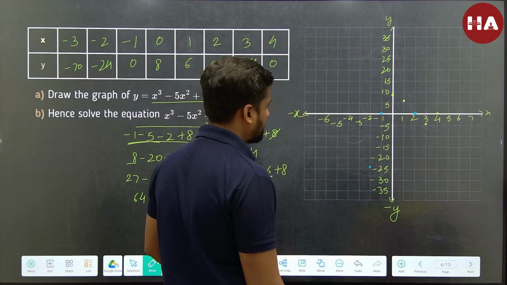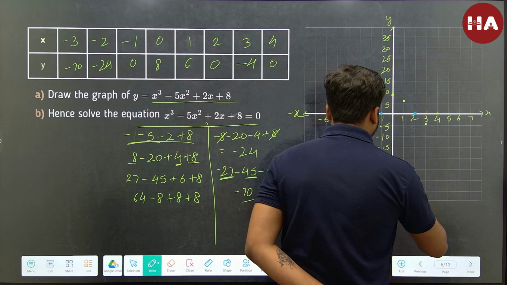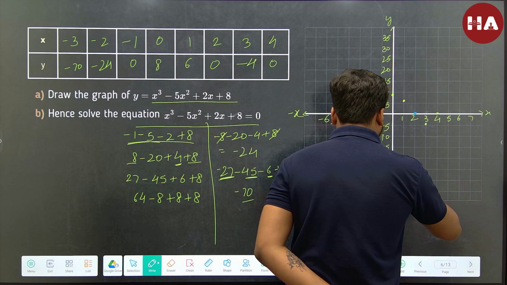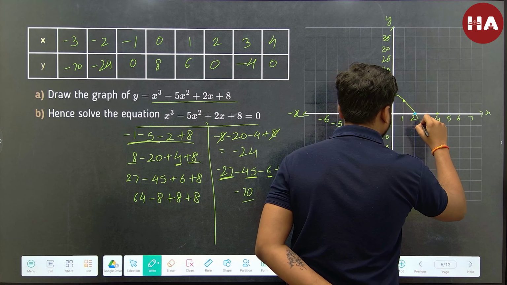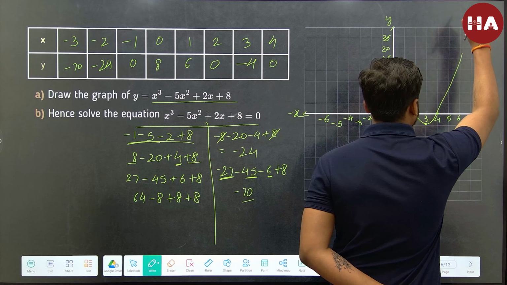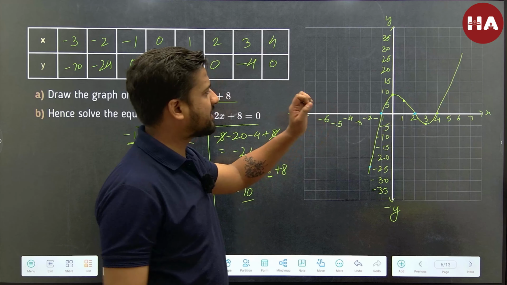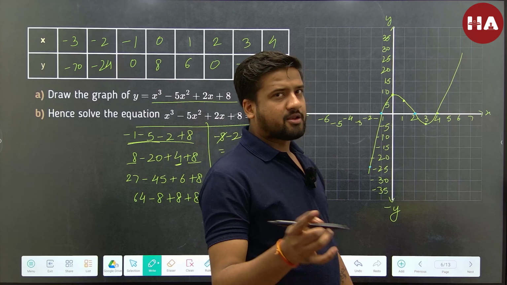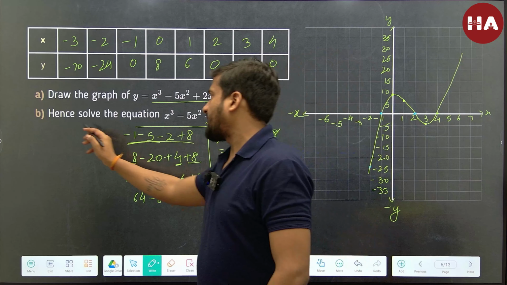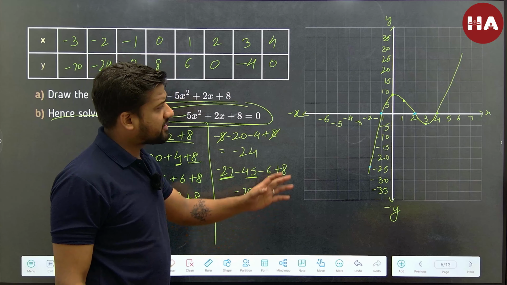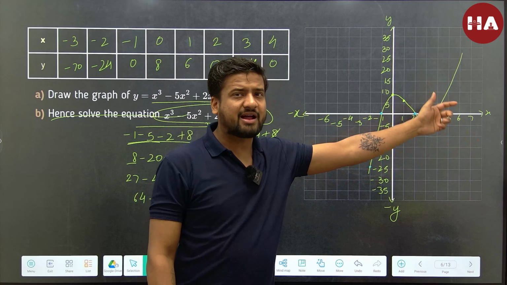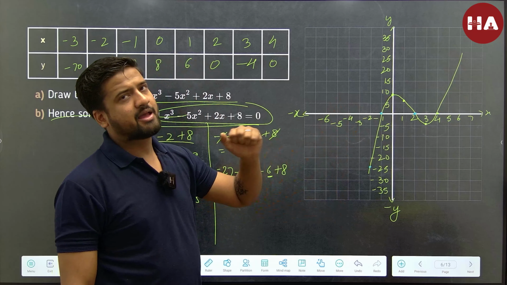right? All right, now let's try and plot this out. So it will be something like this. So that's what my graph looks like. Now the question was, second part was, hence solve the equation. You don't need to solve it, just find the points where the graph actually cuts the x axis.